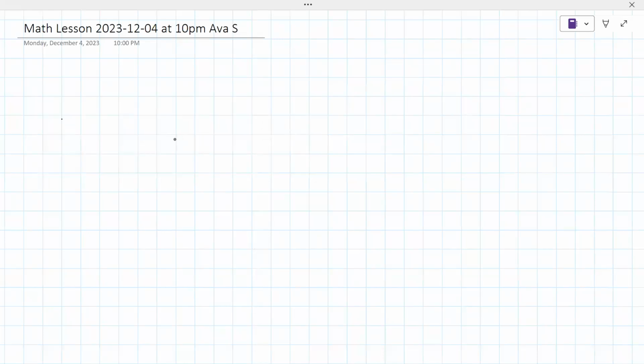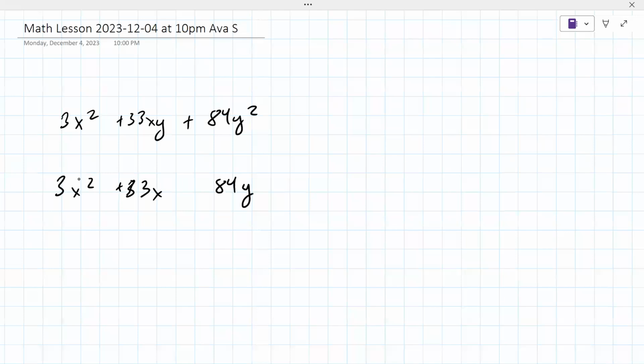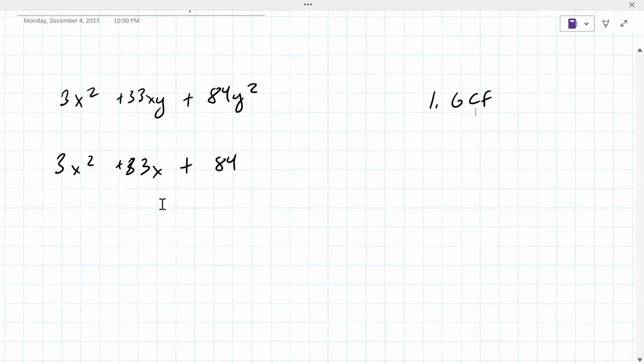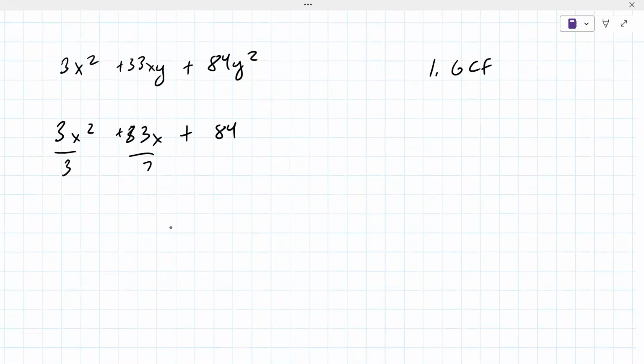It's 3x squared plus 33xy plus 84y squared. Okay, so first thing is just ignore the fact that there's a y. Just rewrite it without the y's. That's thing one. Thing two is that you should always look for a GCF. So is there a number or a letter that goes into everything? Does 3 go into all three of these? Could you divide each of these by 3? Yes. Divide 84 by 3?